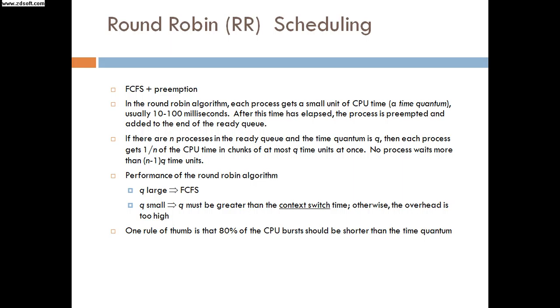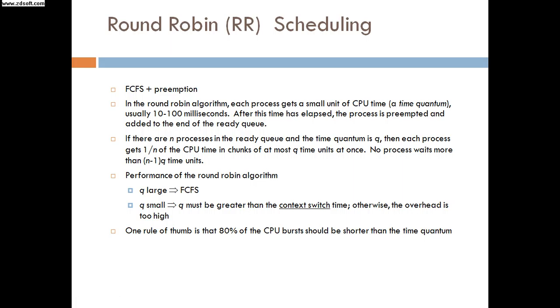In the second turn or third turn, the corresponding process will get a chance to execute in the CPU. So no process will wait more than (n-1) times the time quantum. The round robin algorithm's performance is based on the time quantum we set. If the time quantum is large, it will be treated as a traditional FCFS algorithm.